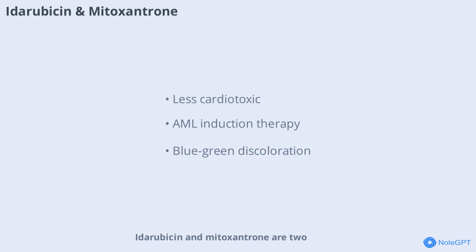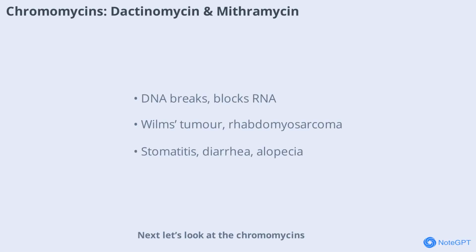Idarubicin and mitoxantrone are two anthracycline-related drugs with distinct features. Idarubicin is less cardiotoxic than doxorubicin and is often used with cytarabine for acute myeloid leukemia. Mitoxantrone, also less cardiotoxic, doesn't generate free radicals in the same way but can still cause cardiomyopathy and bone marrow suppression. A unique side effect of mitoxantrone is blue-green discoloration of the eyes and nails, which is important to mention during patient counseling. Next, let's look at the chromomycins, specifically dactinomycin, also called actinomycin D, and mithramycin.